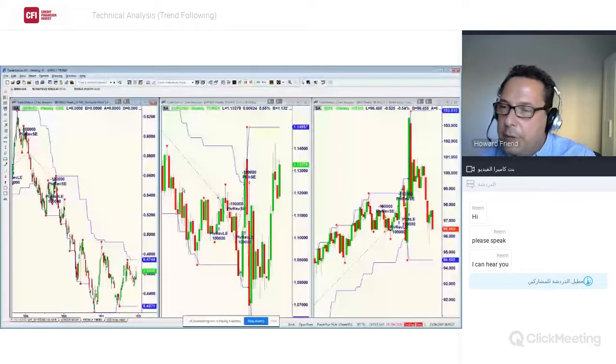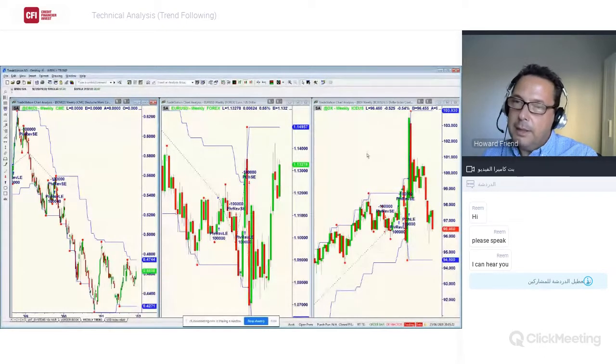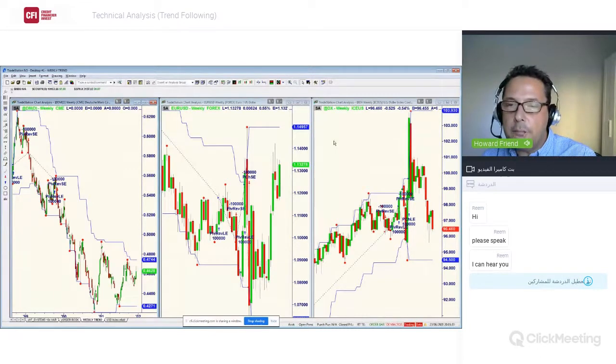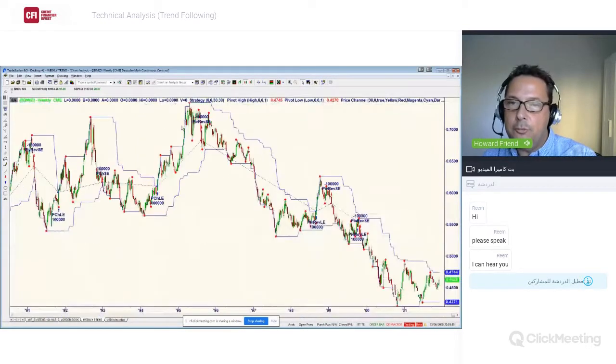One thing I wanted to mention previously on the Donchian channels: I use the 30-week Donchian channel as a good long-term indicator for the dollar against its major European counterpart. It has been, over many, many years, a very good trend indicator for the US dollar against its major European counterpart.